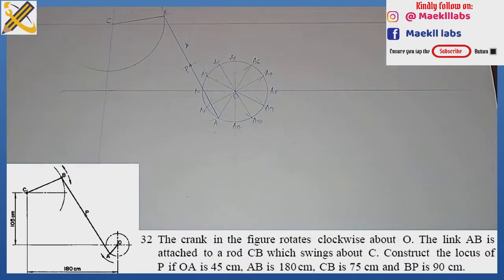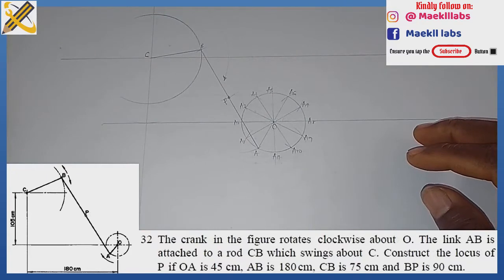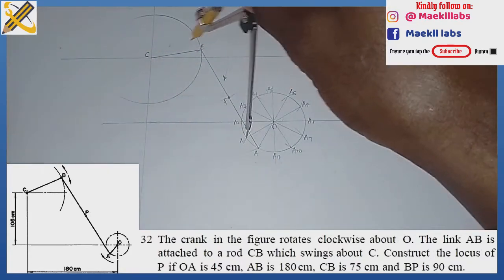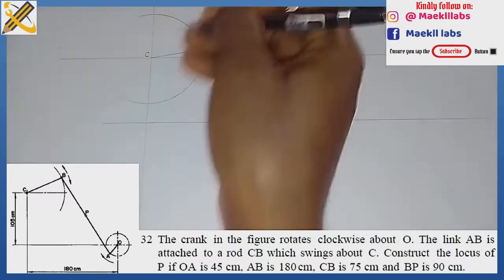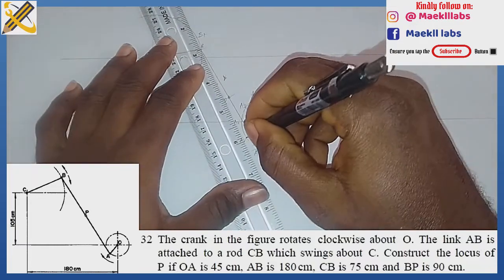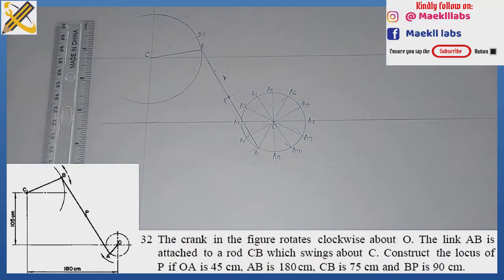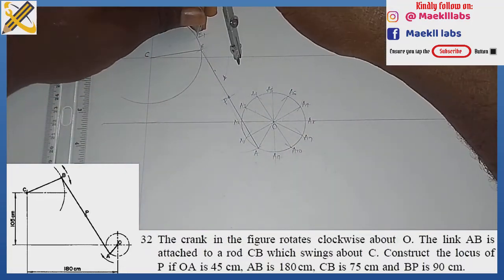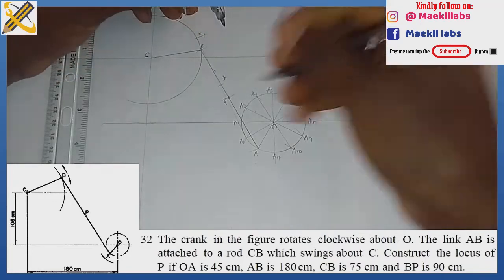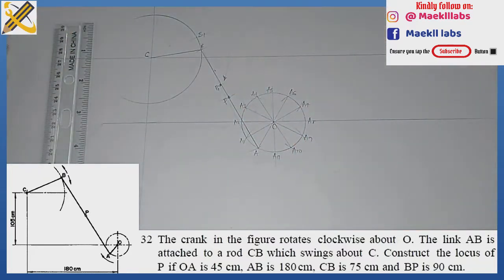Okay, so by the time crank OA swings to point A1, our AB is 90. So with 90 on point A1, I strike an arc right here. So this is my B1. Then I'm going to pick my ruler and join from A1 to B1 with a thin line. Then I'm going to get my point P1 from point B1 with radius 45. So this is my P1.